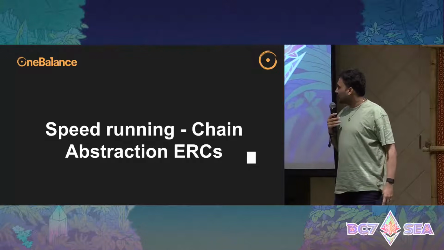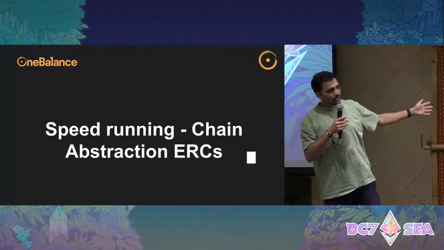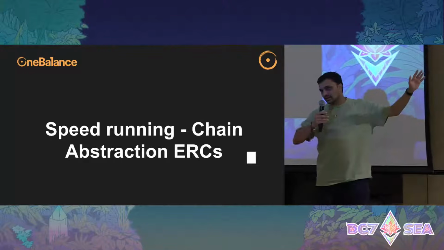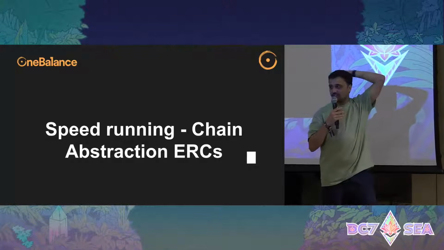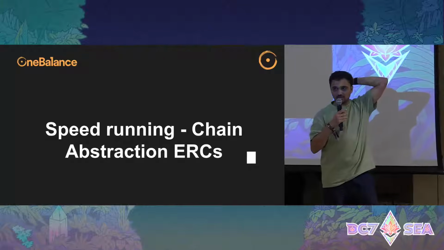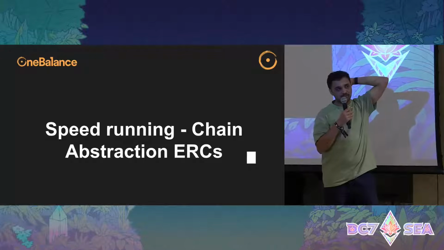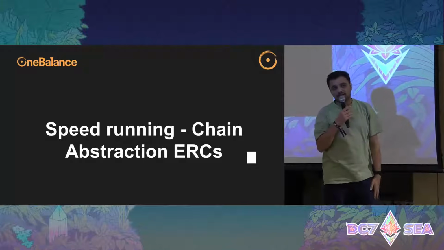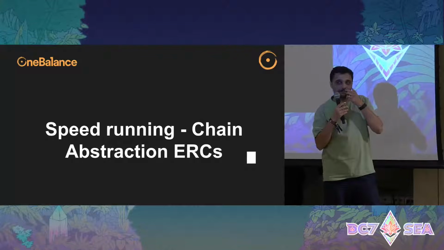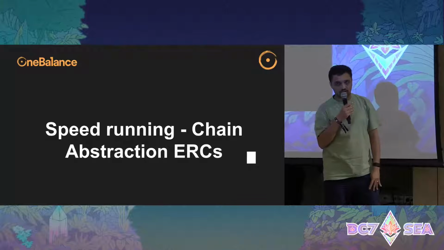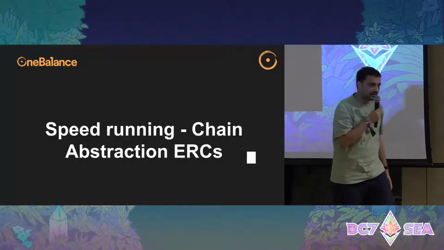The core objective of this workshop is basically just explaining the grand vision of what we mean when we say chain abstraction, and then digging deeper into more technicalities about what the different EIPs or ERCs across the stack are that would help you accelerate or give the chain abstraction vision to your end users.